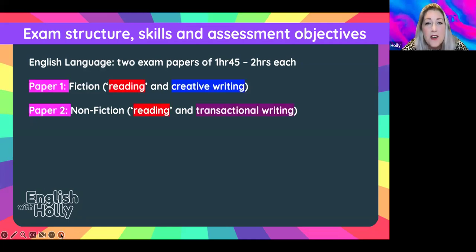Now, I've highlighted in red, blue and purple some quite important things to mention, so I wouldn't forget. When we say reading, we're not actually talking about how well your child can read. That's not what they're being assessed on. They're being assessed on how well they can read and fully understand an extract. Paper 1, it's 1 extract, and paper 2, it's 2 extracts for most exam boards.